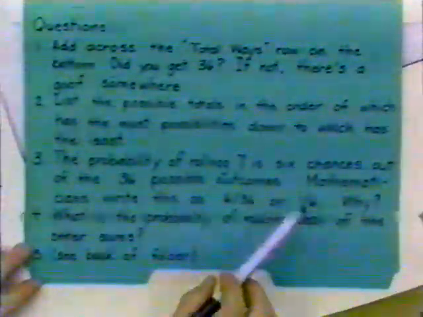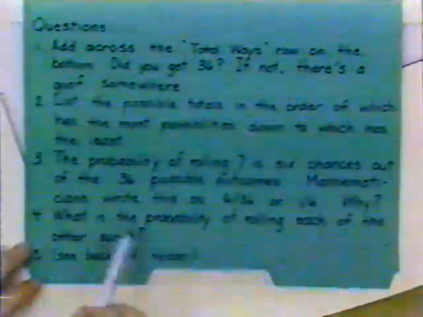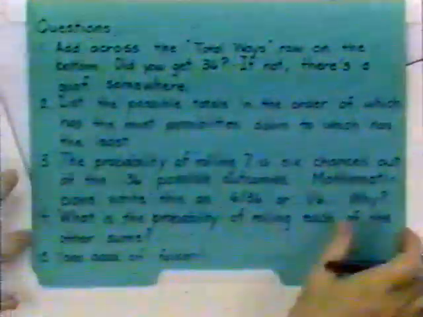Then they list the possible totals in the order of which has the most possibilities down to which has the least. Now, the next thing that they can look at would be the probability of rolling 7 is 6 chances out of 36, and show them how mathematicians write it, either the 6/36 or 1/6, and why. And then what is the probability of rolling each of the other sums? In other words, take this same concept here and apply it to each of the other sums.